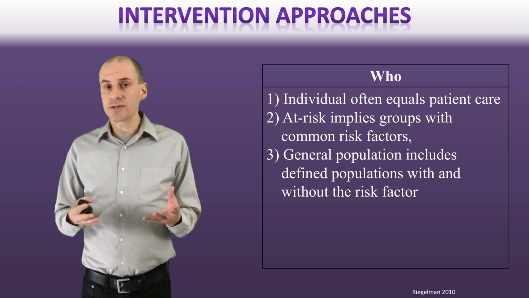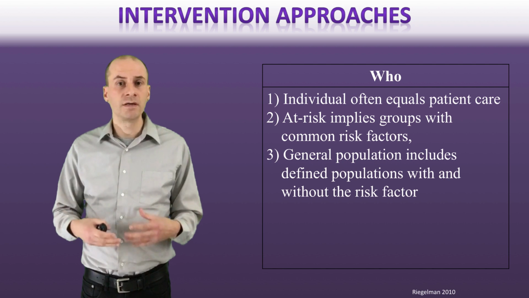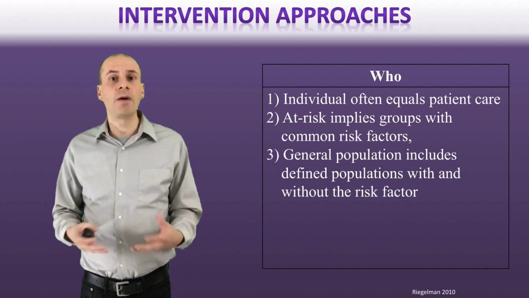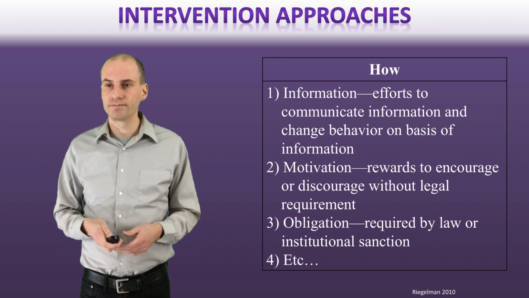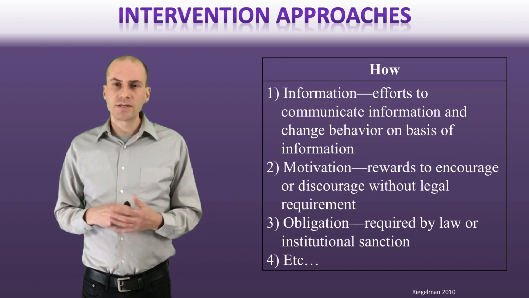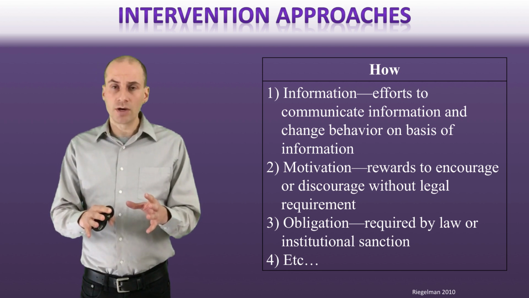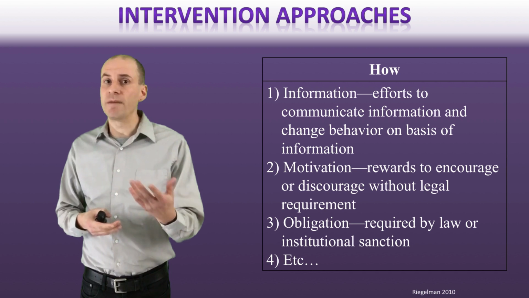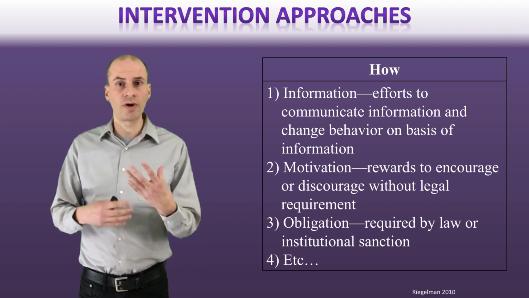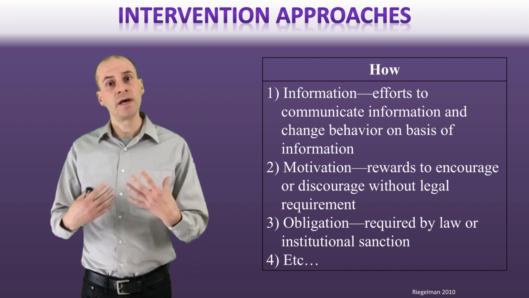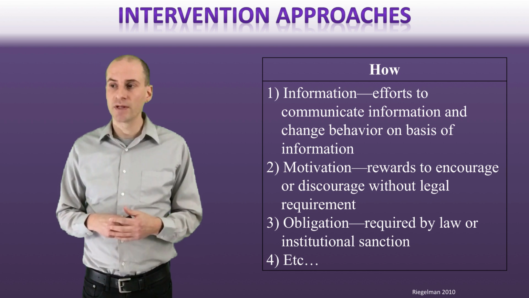Then you can also have interventions that focus on the general population. This would relate to interventions where you're trying to help everybody, and everybody can benefit from this information. There are a bunch of different ways that you can approach accomplishing these goals. Sometimes you provide people with information. Your hope there is that they get this information about risk or about new strategies and behaviors, and they'll then adopt that information and change their behavior to decrease their risk.